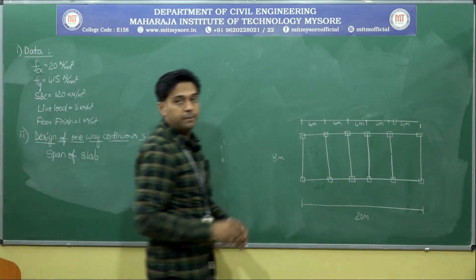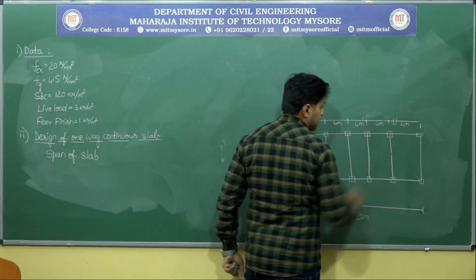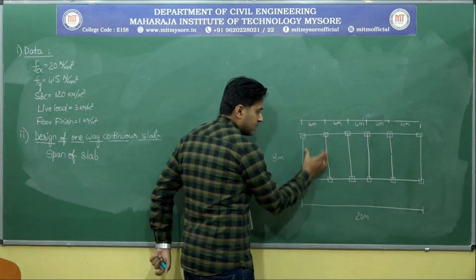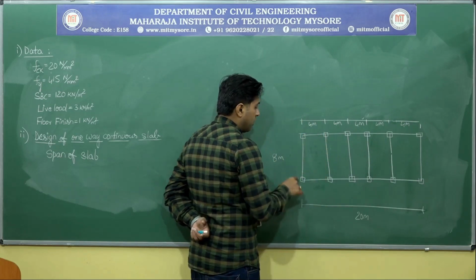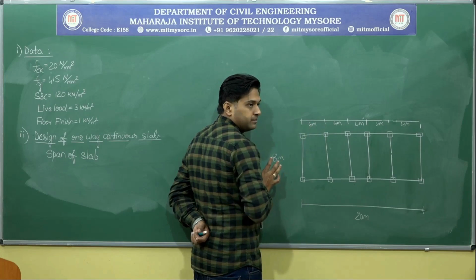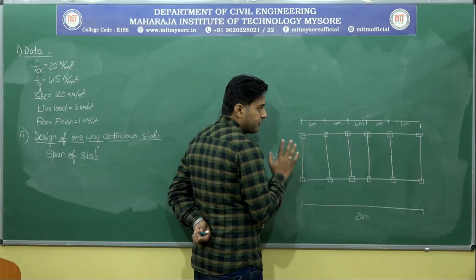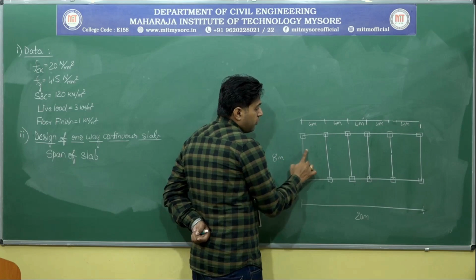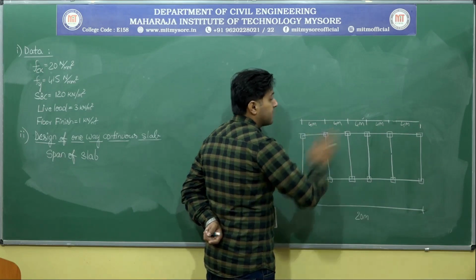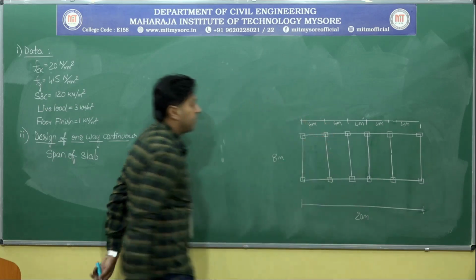Now be careful. Don't consider the span as 20 meter. Just consider one particular span, so 8 meter by 4 meter. You people have already studied this in the 5th semester. Whichever the shorter span is, in that particular direction more load gets transferred. So this will be the span, 4 meter.